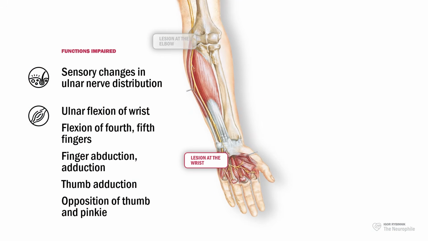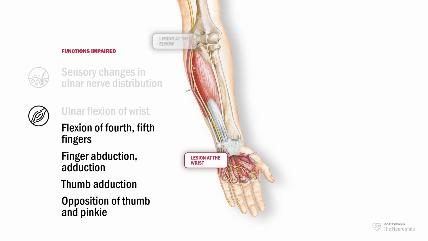Ulnar nerve lesions at the wrist are less common. The ulnar nerve can be entrapped, compressed by a ganglion cyst, or injured by direct trauma. Here you may be injuring some distal branches of the nerve, so patients won't have the perfect ulnar distribution sensory loss. Motor deficits will be more obvious. I'm talking about the weakness in interossei and hypothenar muscles. But the flexor carpi ulnaris, ulnar flexion of the wrist, and flexor digitorum profundus, flexion of the last two digits, will be spared.